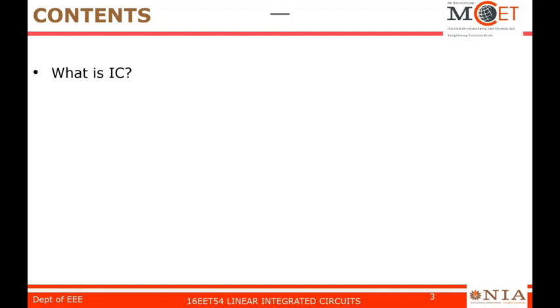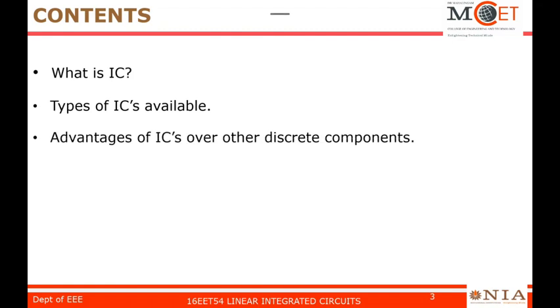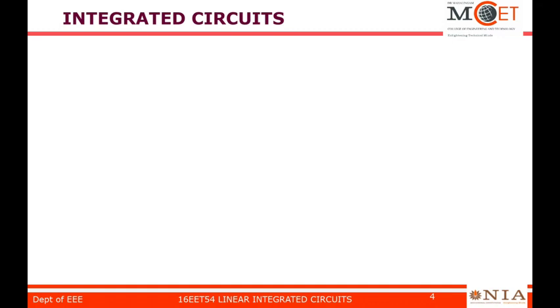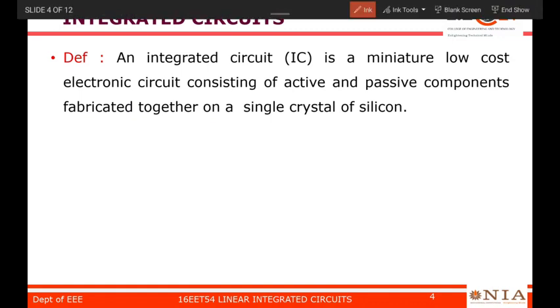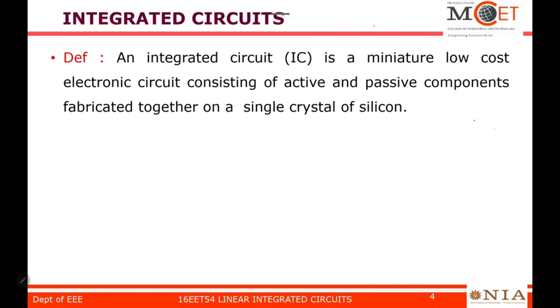So the contents: what is an IC, types of ICs available, advantages of ICs over discrete components, and various integration levels. Okay, what is an IC? That is integrated circuit. An integrated circuit is a miniature, low cost electronic circuit consisting of active and passive components fabricated together on a single crystal silicon.